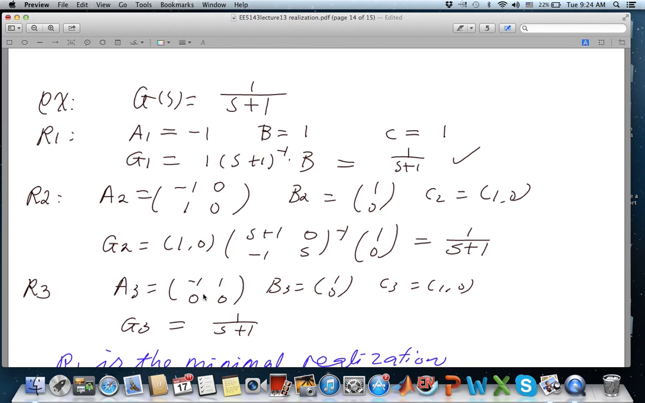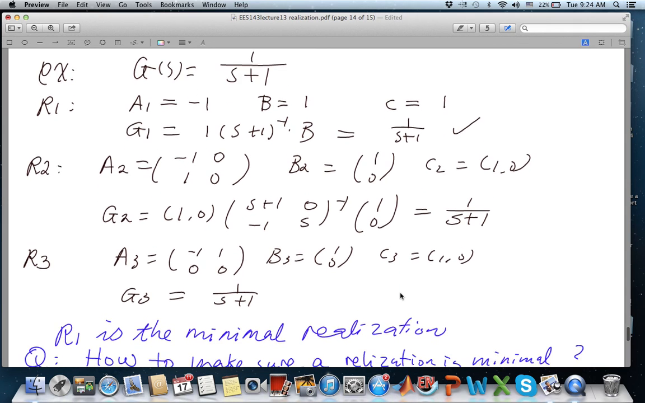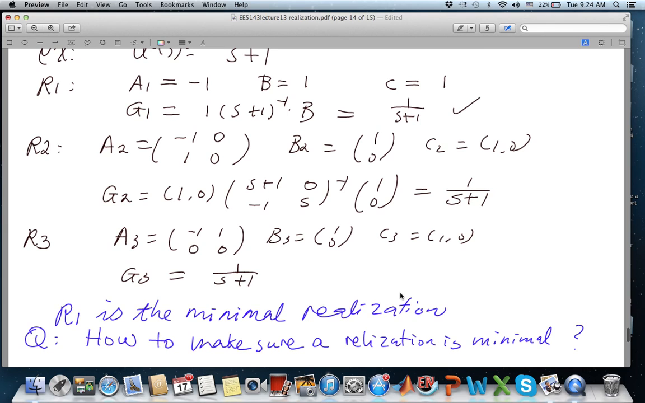Meanwhile, A3, you can have another realization, which is going to be the transpose of this A2 realization. We can see that it's going to be negative 1, 1, 0, 0. Again, B3 is going to be 1, 0, C3 is going to be 1, 0. You can see that the third realization also gives you the transfer function 1 over s plus 1. But the minimum realization is the first realization.